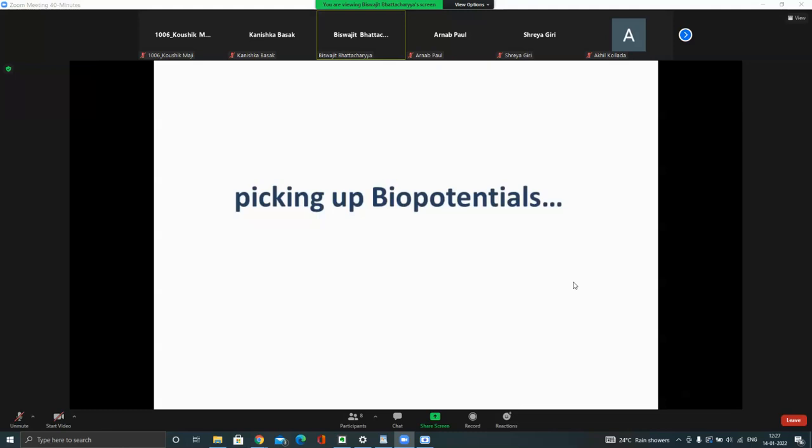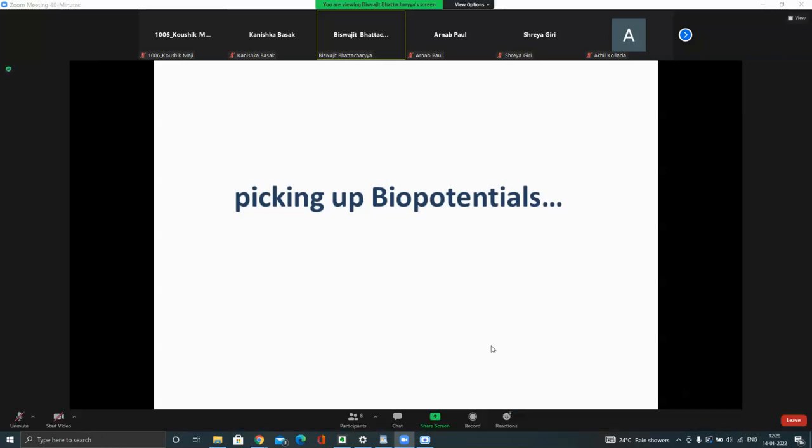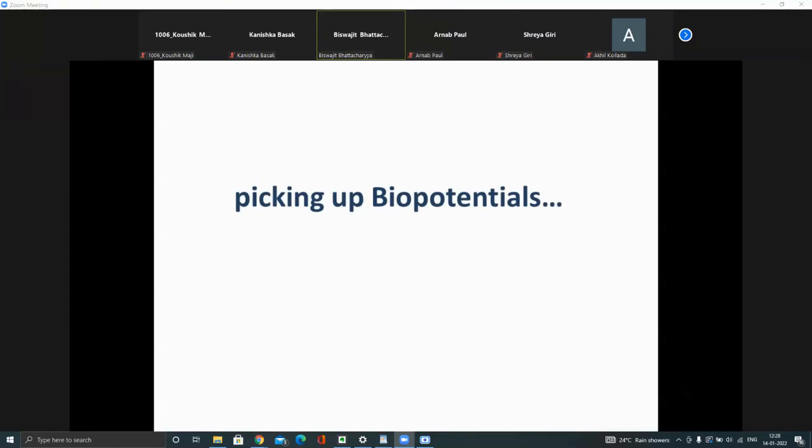Now, once we know the ECG wave in the heart, the next task is this: ECG is the biopotential in the heart. How do we pick up this voltage waveform? That is the important thing.